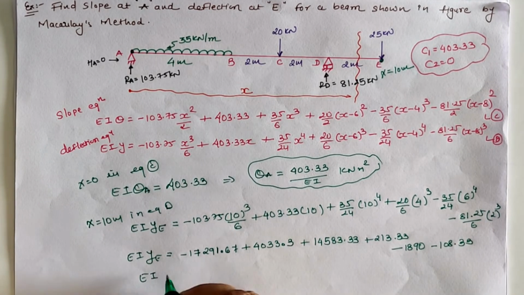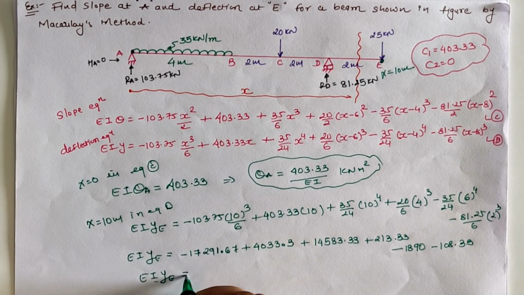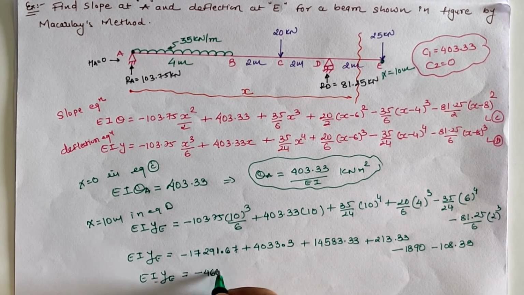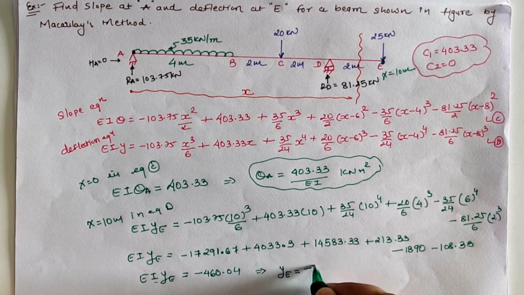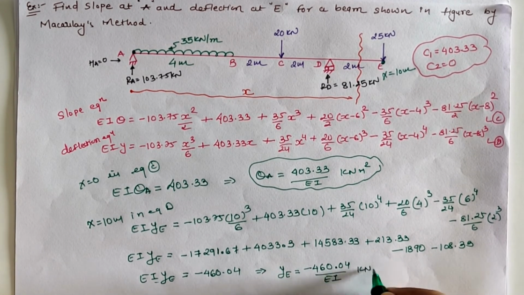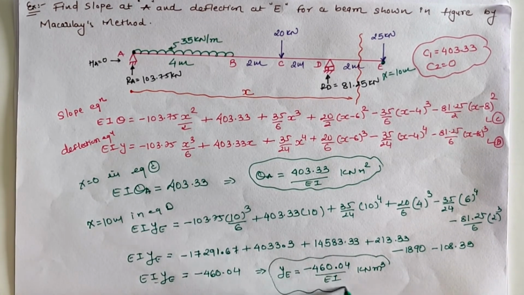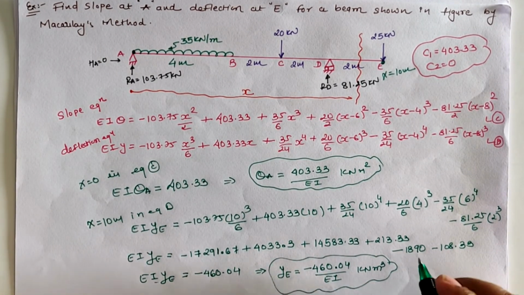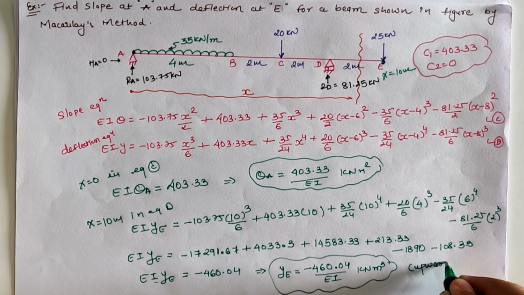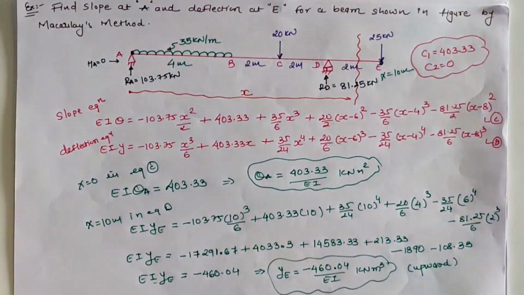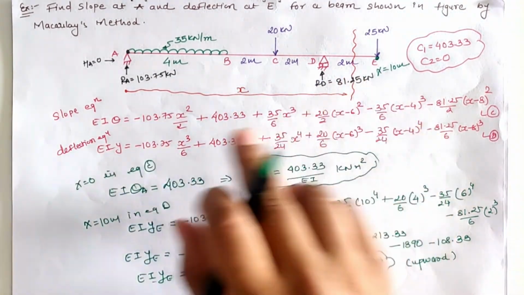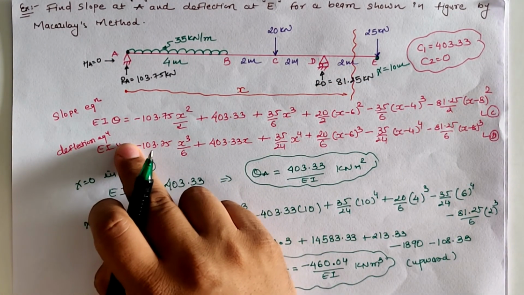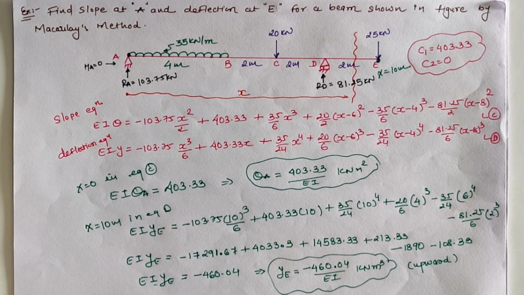from this equation EI yE, which is equal to minus 460.04, or we can say that yE is equal to minus 460.04 by EI in terms of kilonewton meter cube, and the negative value indicates that our deflection is in the upward direction at location E. So thus we can calculate the slope and deflection at any location by forming the final slope and deflection equation using Macaulay's method. Thank you.